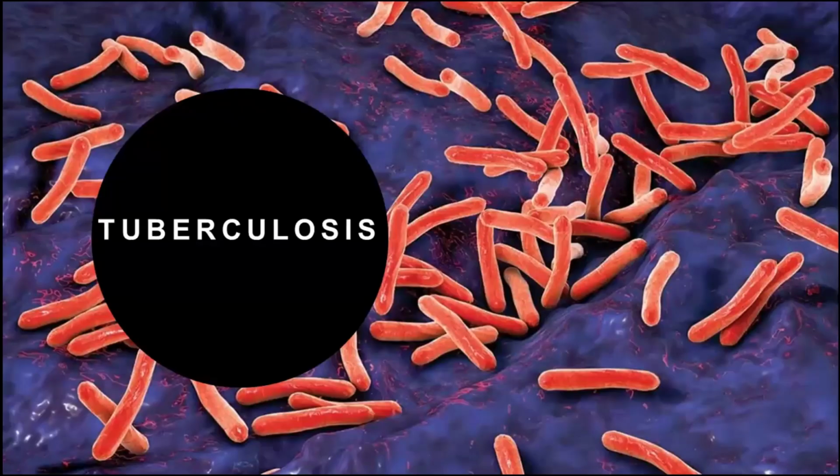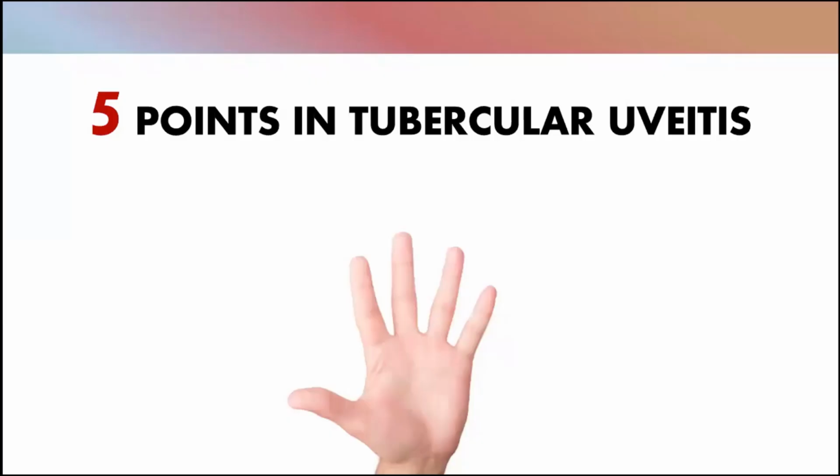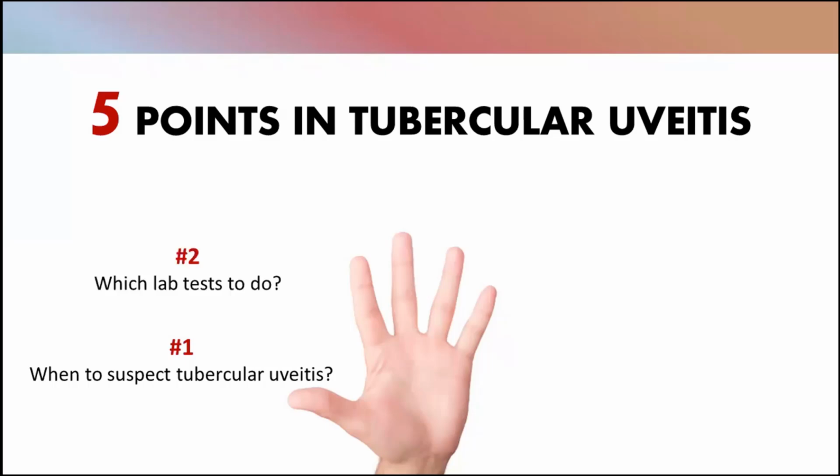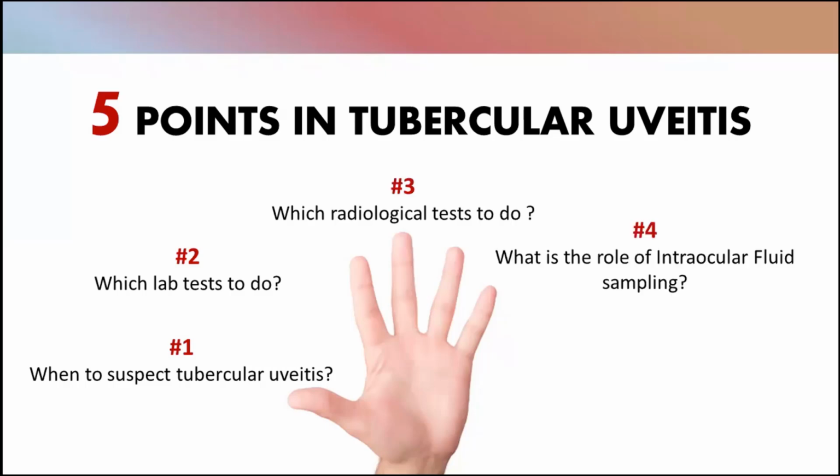Tuberculosis is the well-known infectious uveitis. One third of the patients of the world with tuberculosis are in India. There are 5 points in tubercular uveitis. I made it very simple. When to suspect tubercular uveitis? Second, what lab test to do? Number three, what radiological test to do? Number four, what is the role of infectious sampling of the uveitis cases, and how to treat tubercular uveitis?